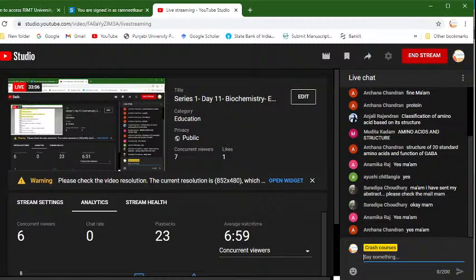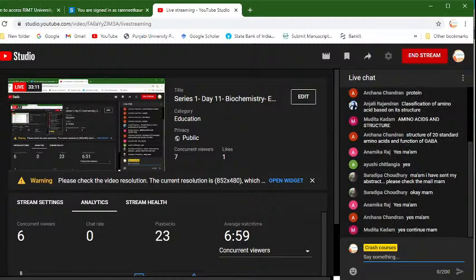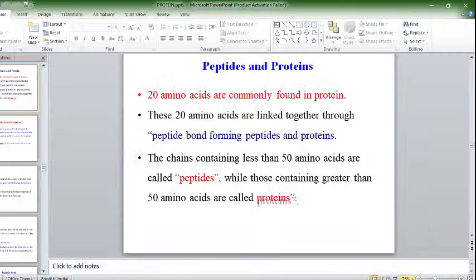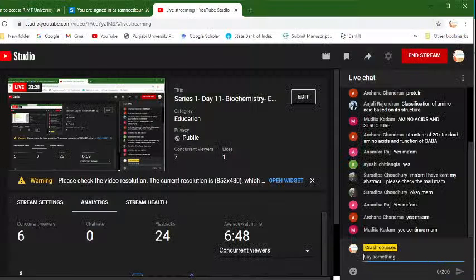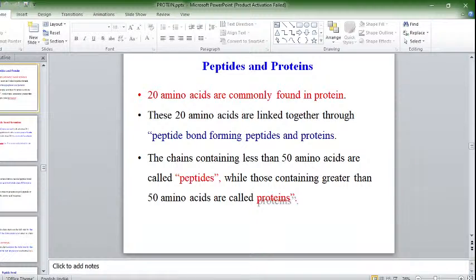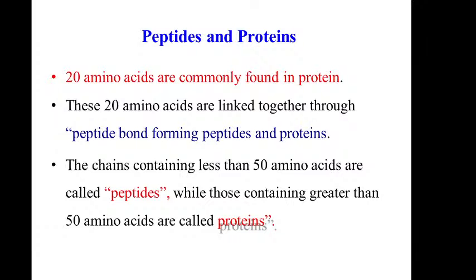Okay, so now after the amino acids we have to start the protein part. So now we have to start proteins and peptides. So what are basically proteins?